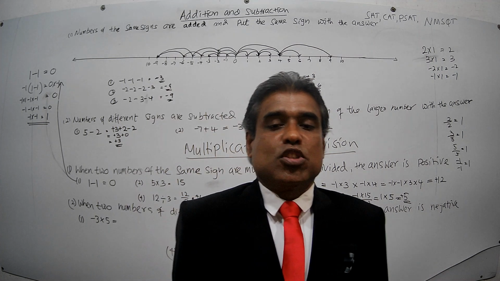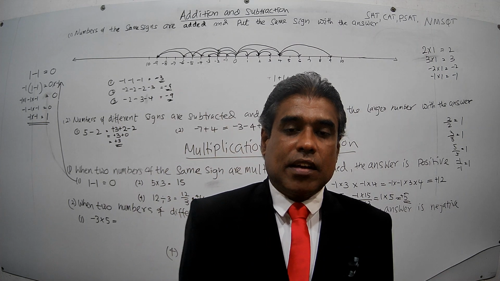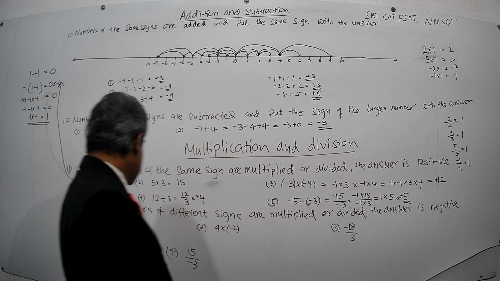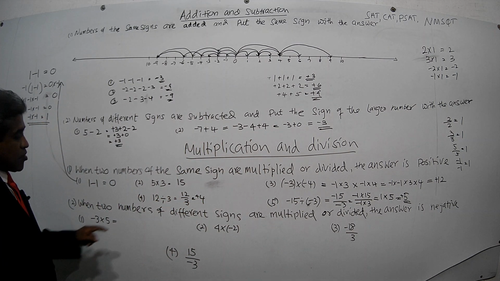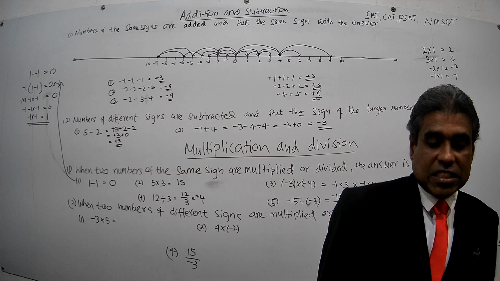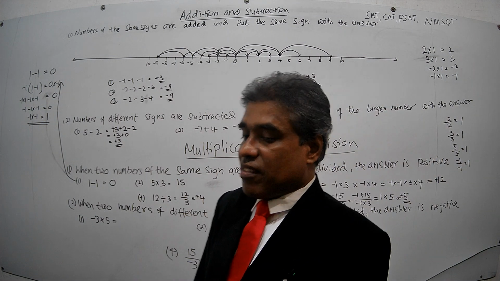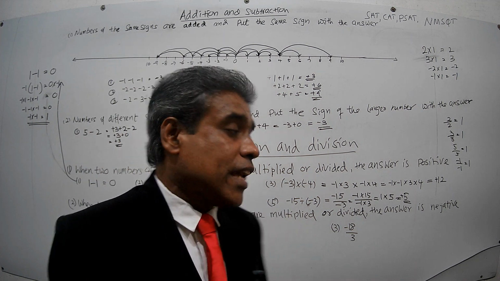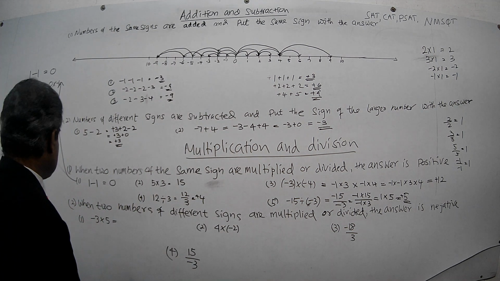The answer is always positive when two numbers of the same sign are divided. Next, the other rule of multiplication and division applies to numbers of different signs. When two numbers of different signs are divided or multiplied, the answer is always negative.